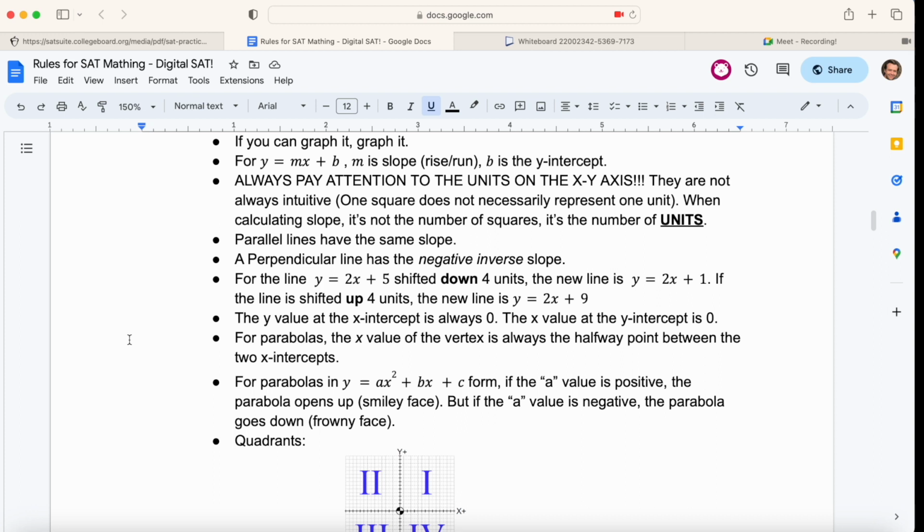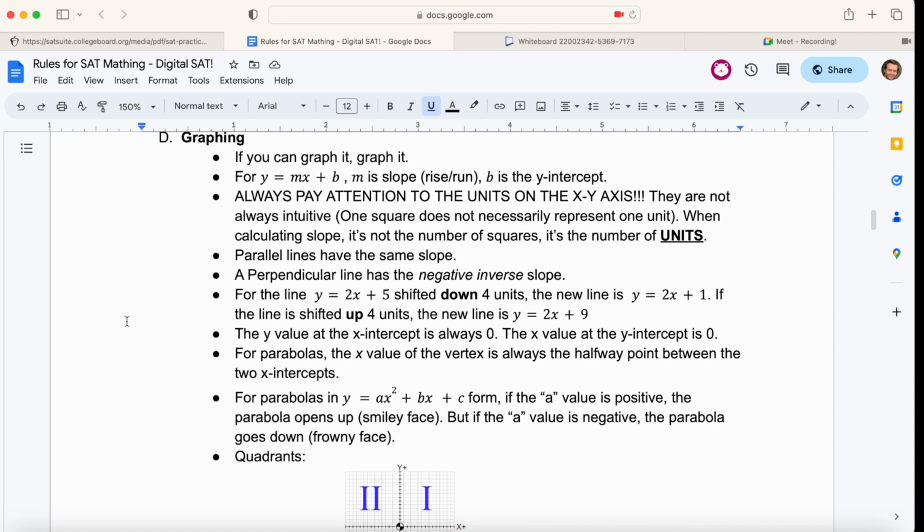And I want to go to what bullet point is this? 1, 2, 3, 4, 5, 6. The seventh bullet point says the y value at the x-intercept. Yeah. This is a concept I've seen tested in a lot of different ways in a lot of different questions, but it's an important concept to know. I want you to read that seventh bullet point on graphing. A lot of graphing questions, a lot of graphing concepts here. Read that bullet point for us, please. The y value at the x-intercept is always 0, and the x value at the y-intercept is always 0.